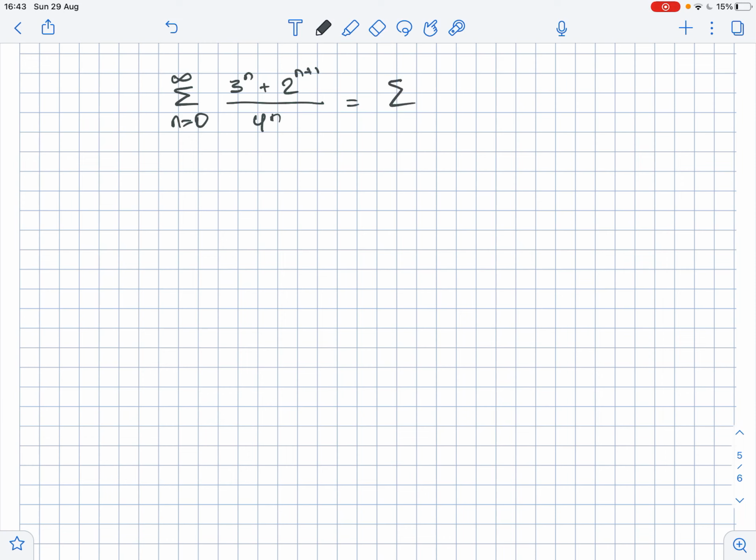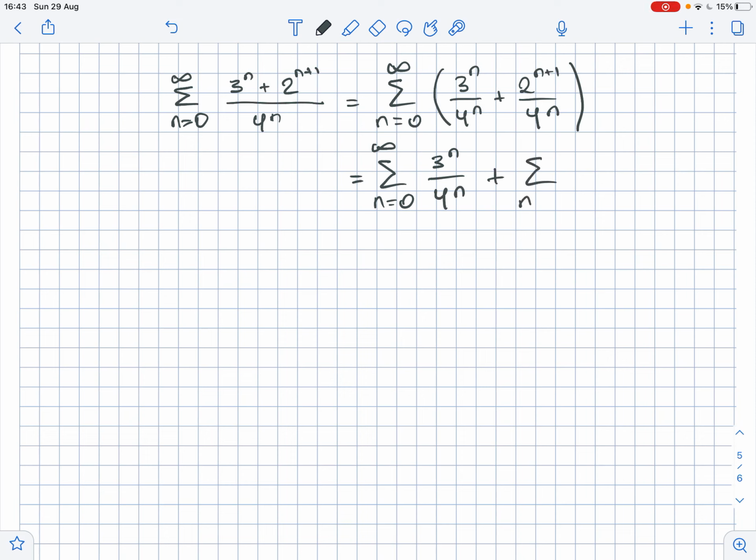It equals the sum from n equals 0 to infinity of 3 to the power of n over 4 to the power of n plus 2 to the power of n plus 1 over 4 to the power of n. This equals the sum from n equals 0 to infinity of 3 to the power of n over 4 to the power of n plus the sum from n equals 0 to infinity of 2 to the power of n plus 1 over 4 to the power of n.